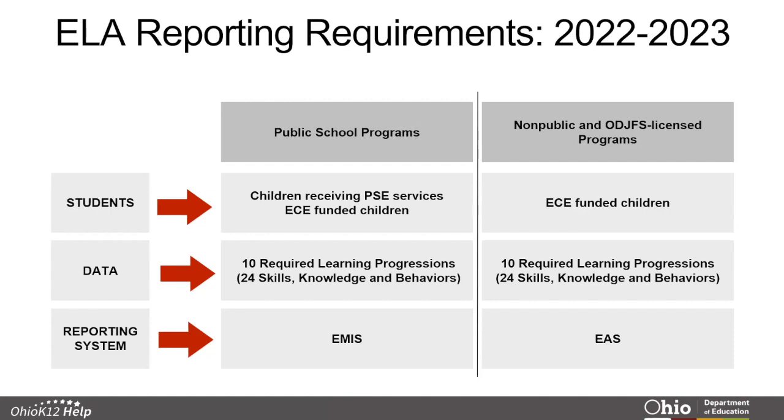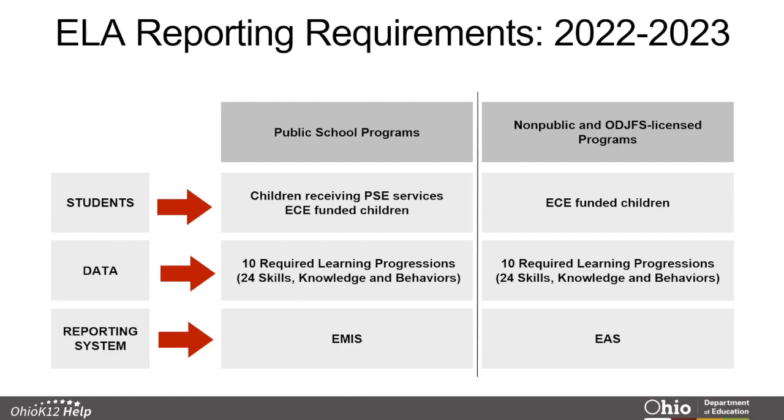Programs serving children by the Early Childhood Education, ECE, or the Preschool Special Education, PSE, are required to complete the ELA and report scores for the fall and the spring administration windows. All programs may use the ELA, but only ODE license and non-public and ODJFS licensed programs are required to report on the ELA. These programs must report the 10 required learning progressions on the ECE funded children and the children receiving the PSE services, either to EMIS or to EAS.